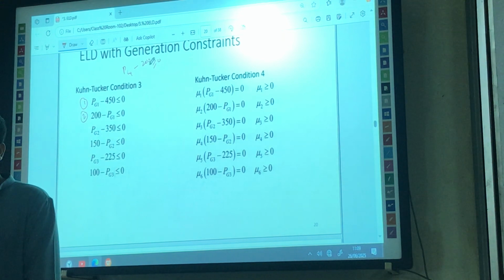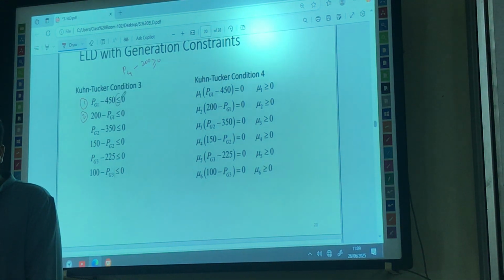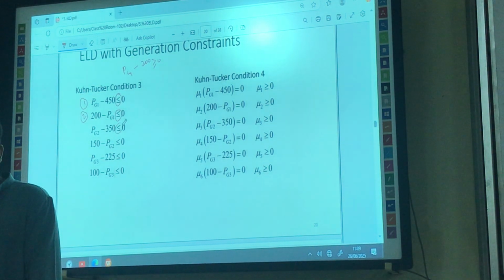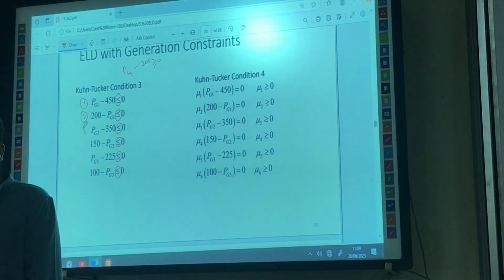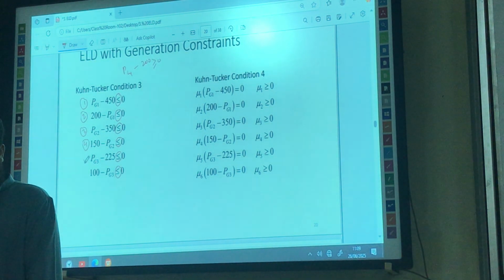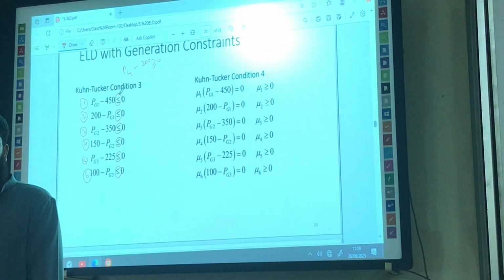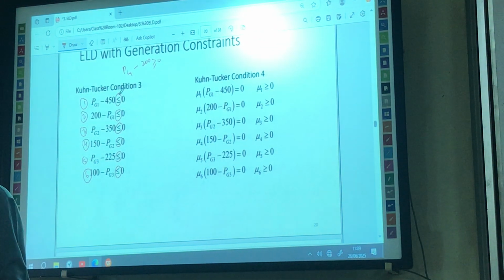But if you multiply minus 1 on both sides, it will be 200 minus Pg1 less than or equal to 0. Because always we have to maintain this symbol, less than or equal to. Okay. So in this way you can write these 6 equations. So this is your KKT condition 3. Any confusion here? No, right?